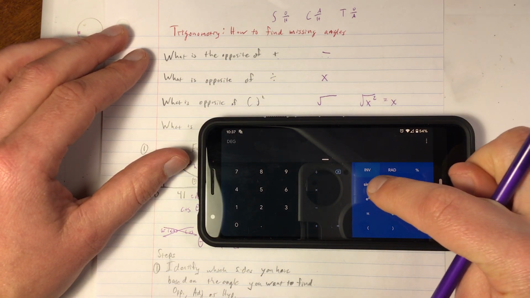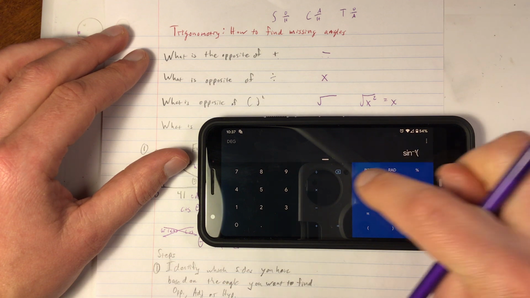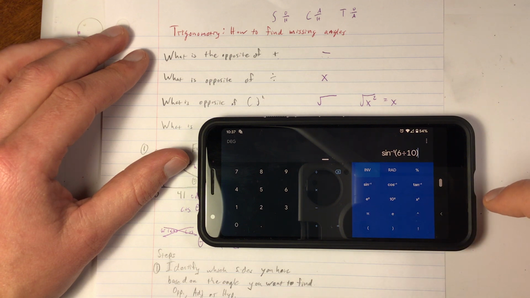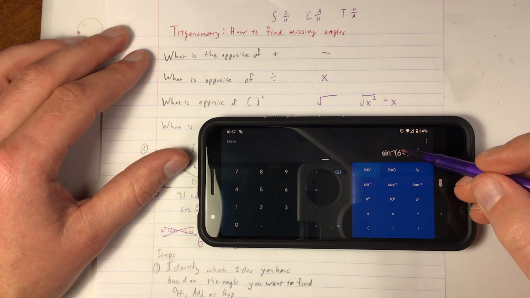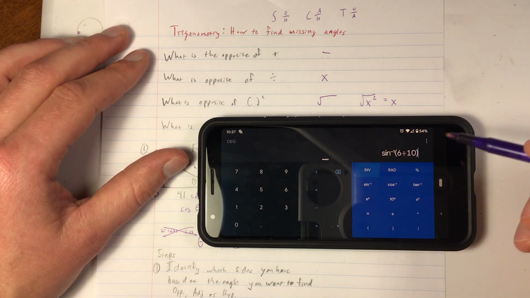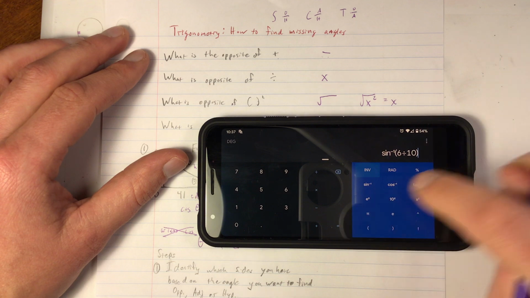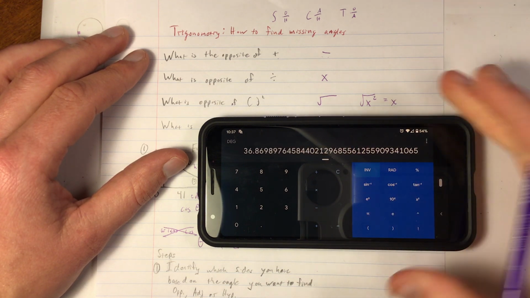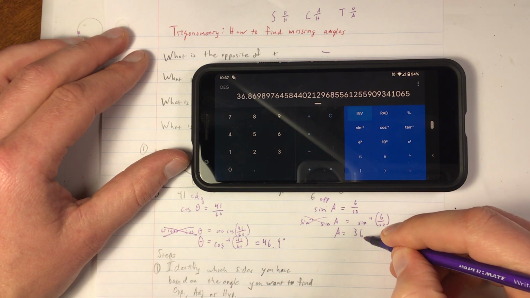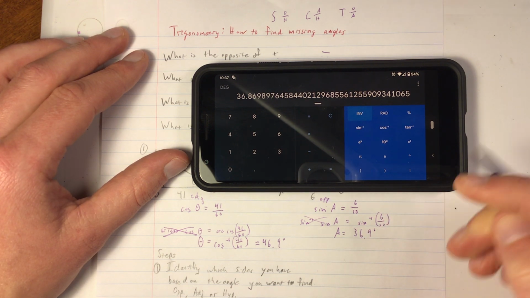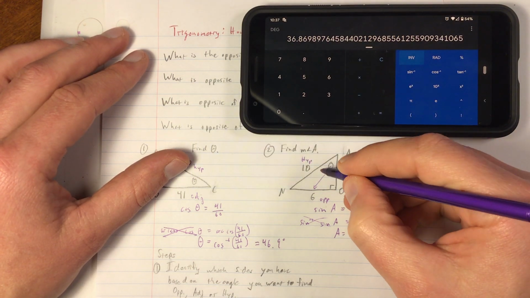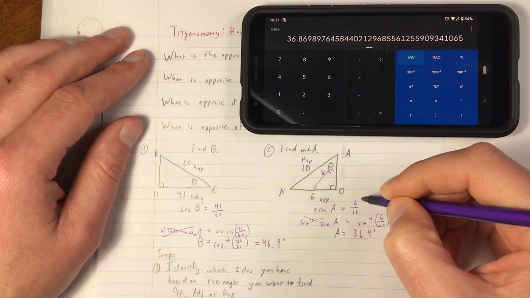So the arc sine of 6 divided by 10, and I'm going to close my parentheses around that. It's very important, otherwise it's going to think you just want to take the arc sine of 6. It's not what we want. Arc sine of 6 over 10, and then I hit equals. There you go. It's 36.9 degrees when I round to nearest tenth. So this angle right here would be 36.9 degrees.